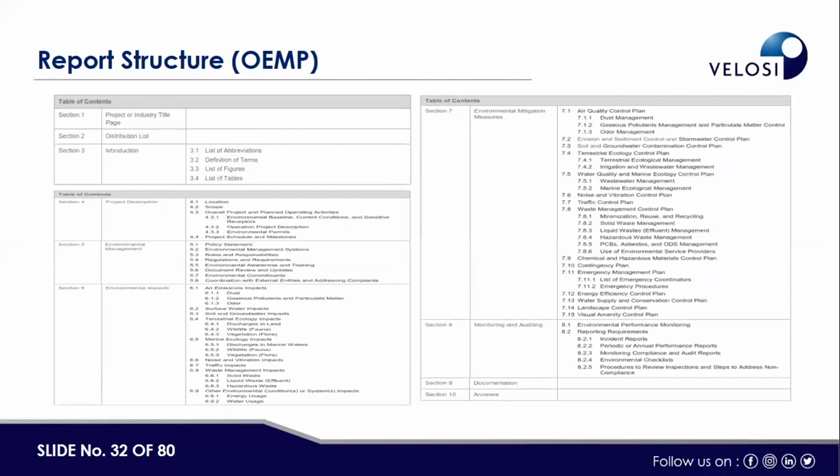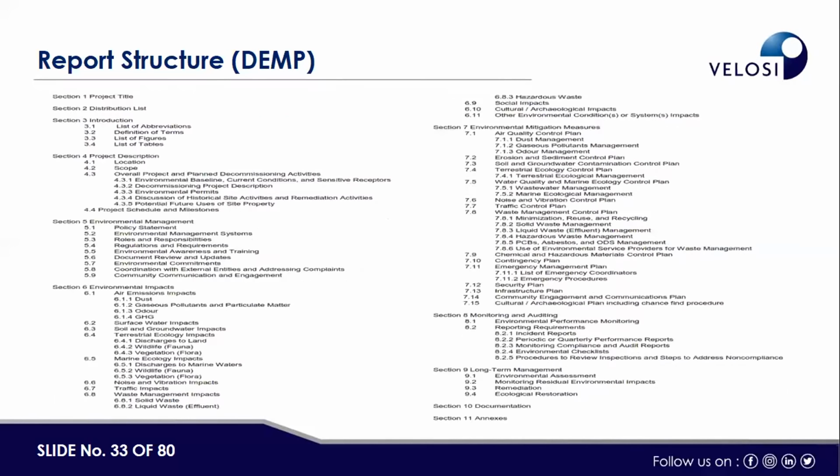This is the same report structure. It is the CMP structure and the OEMP is the same. The only difference is that we have to cover only the impacts related to the operation, not the construction. In the operation environmental management plan, we have to cover only the operational environmental impacts, and in the CMP we have to cover only the construction environmental impacts.